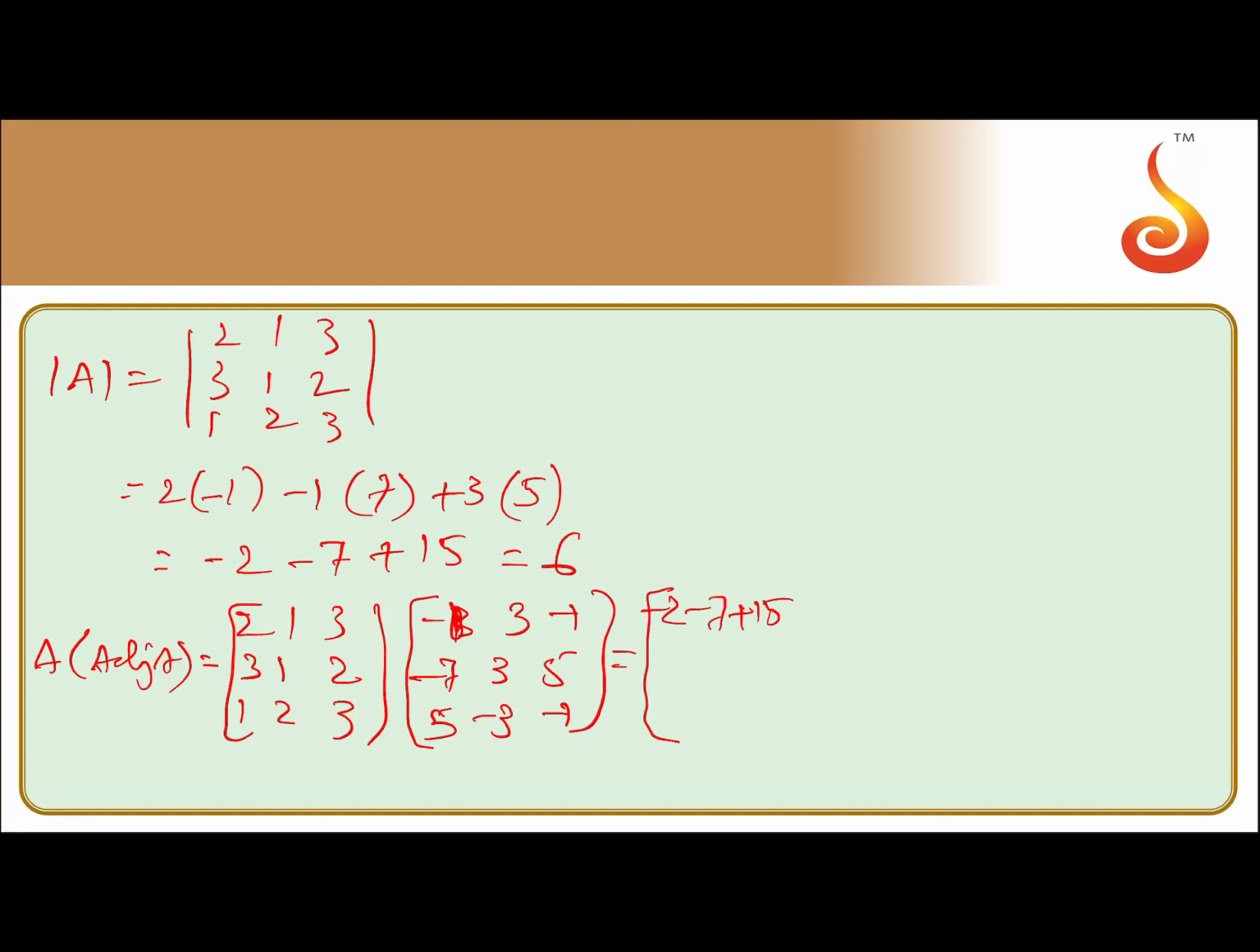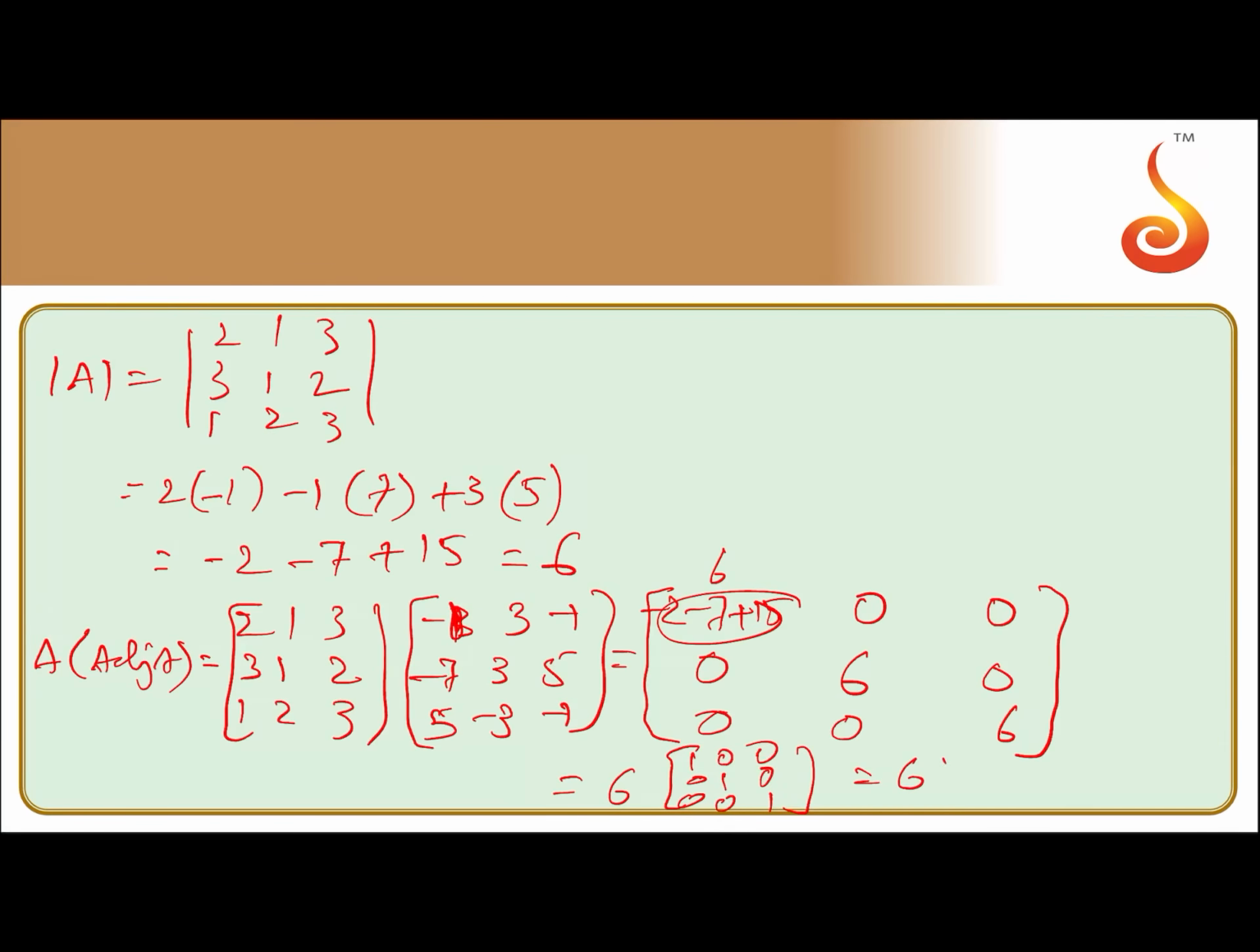Second one, 6 plus 3 minus 9, 0. And minus 2 plus 5 minus 3, 0. Next one, minus 3 minus 7, minus 10 plus 10, 0. Then 9 plus 3, 12 minus 6, 6. You can check these values are 0, 0, and you get 6, and this number is also 6. Clearly, with 6 taken common, this is [1, 0, 0; 0, 1, 0; 0, 0, 1], which equals 6 times the unit matrix.